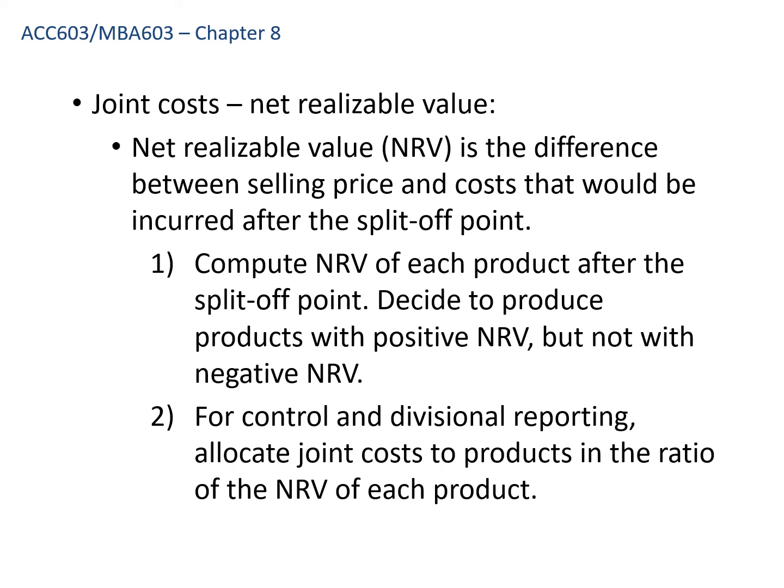So the best way to do it, first of all, if the net realizable value is negative, then your best option is to throw that part of the chicken away at that point, or sell it as scrap and use that to reduce your overall $2 cost, but not to process it further. So the best way to allocate it is to allocate it based on positive net realizable values.